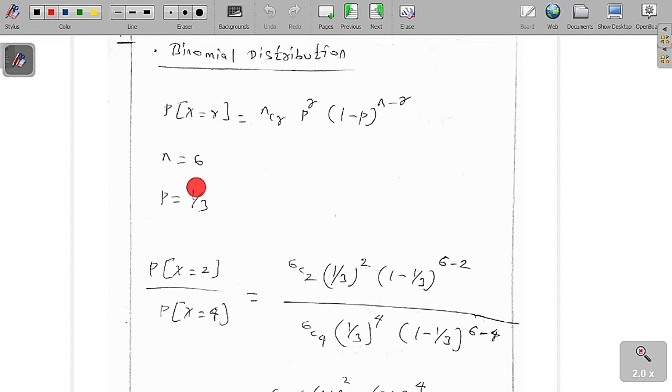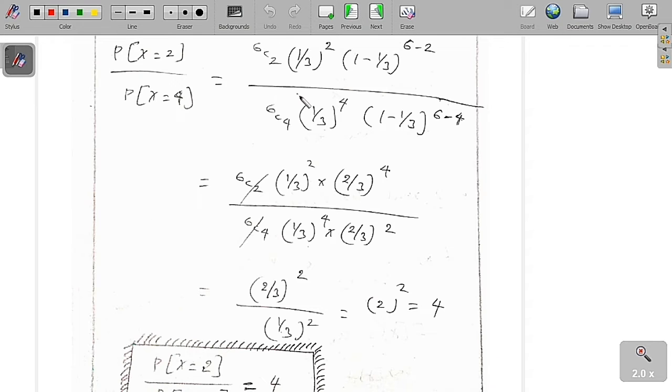In the question they have given n equal to 6 and p equal to 1 by 3. Now in this question they are asking for the probability of x equal to 2 by the probability of x equal to 4. We know the formula, so let's substitute the values: 6C2 into (1 by 3) to the power of 2 into (1 minus 1 by 3) to the power of 6 minus 2, divided by 6C4 into (1 by 3) to the power of 4 into (1 minus 1 by 3) to the power of 6 minus 4. If you solve this one, we are going to get, see, always nCr is equal to nC(n minus r).